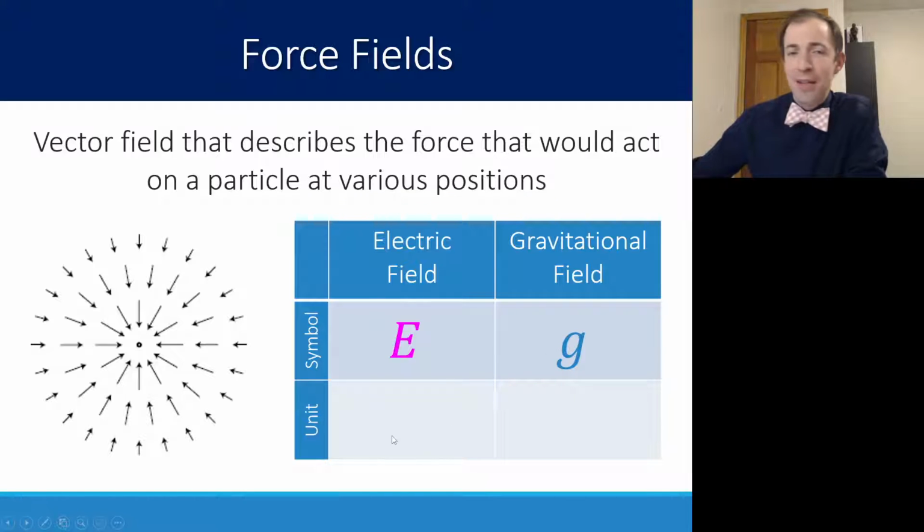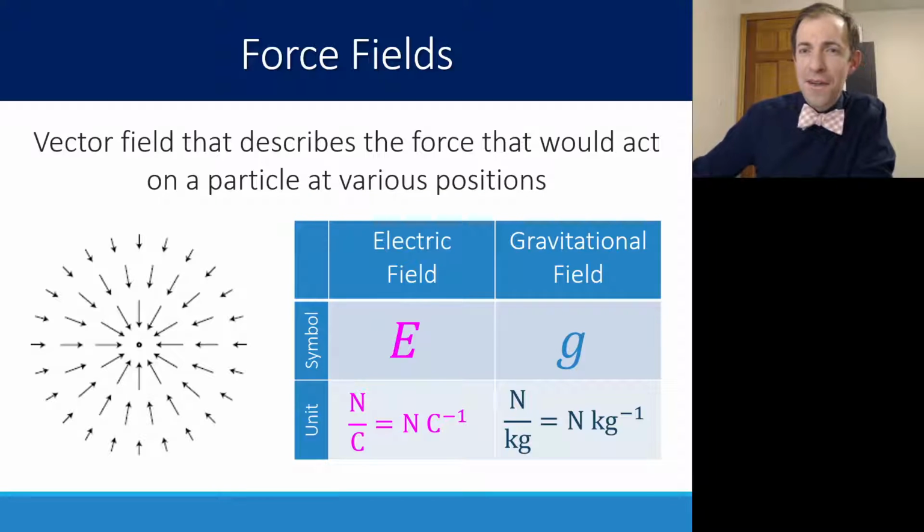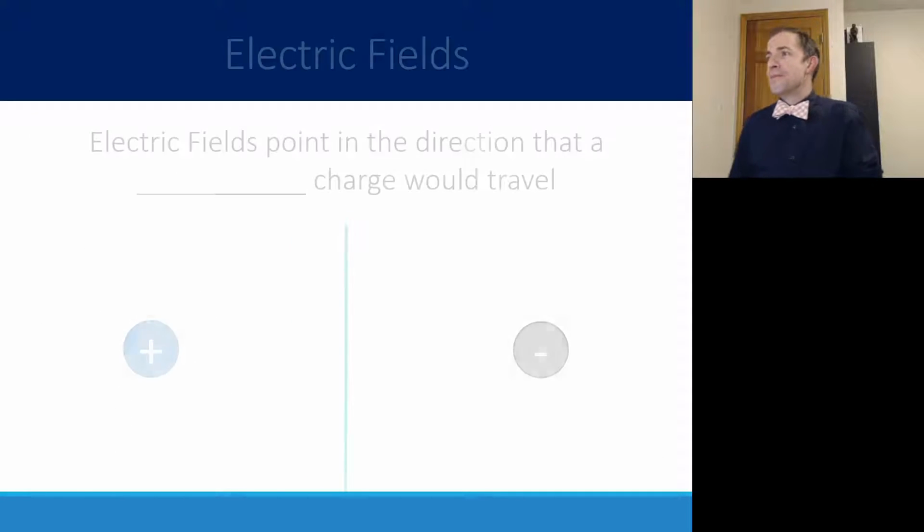Now, the unit for an electric field is newtons per coulomb. It can also be written as NC to the minus 1. For a gravitational field, we're going to talk about that as newtons per kilogram. Notice here it's a very similar format. It's taking the force and dividing it by however we're quantifying that thing. For electric field, we're quantifying it by its charge, and a gravitational field, we quantify it by its mass.